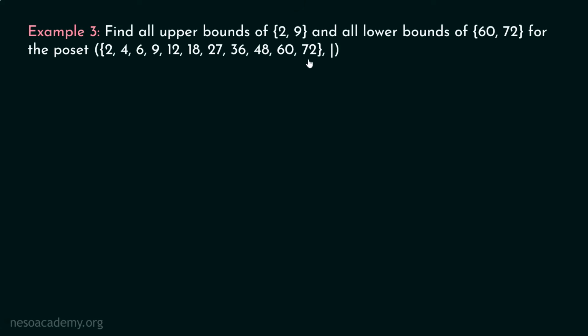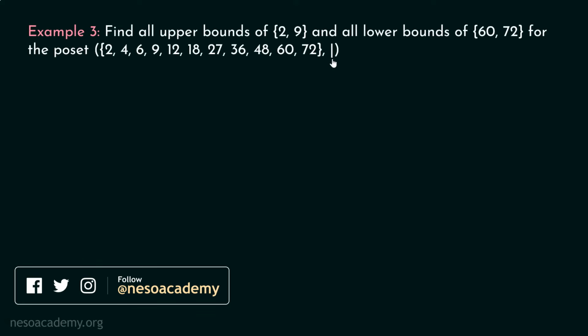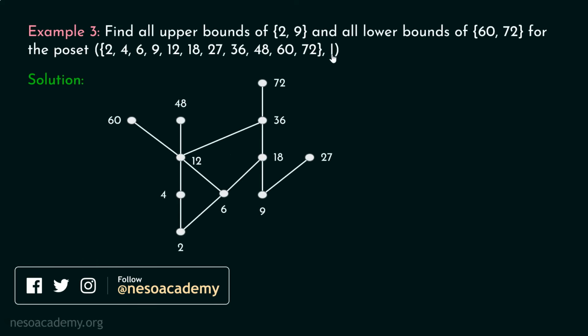We know how to draw the Hasse diagram for this poset. We have already seen this in our previous presentations. This is how the Hasse diagram for this particular poset looks like, right? Now, we have to find all upper bounds of 2, 9. Okay. Upper bounds of 2, 9 are as follows.